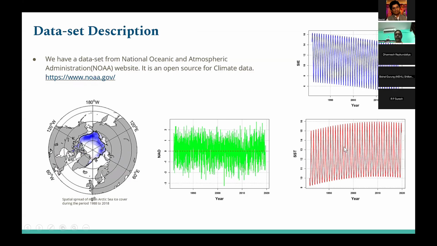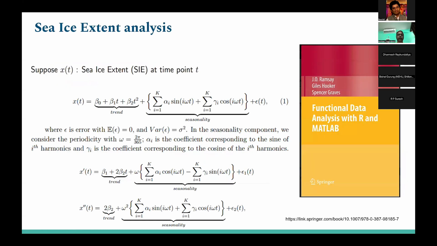And so what is interesting is to note how these different climate change variables interplay with each other. In order to model the sea ice extent, for example, if x_t is the sea ice extent at any time t, then we have a trend part, which is represented by these first three terms. And then we have the seasonality part, with these different sine and cosine terms, which is basically a functional analysis of the variables.